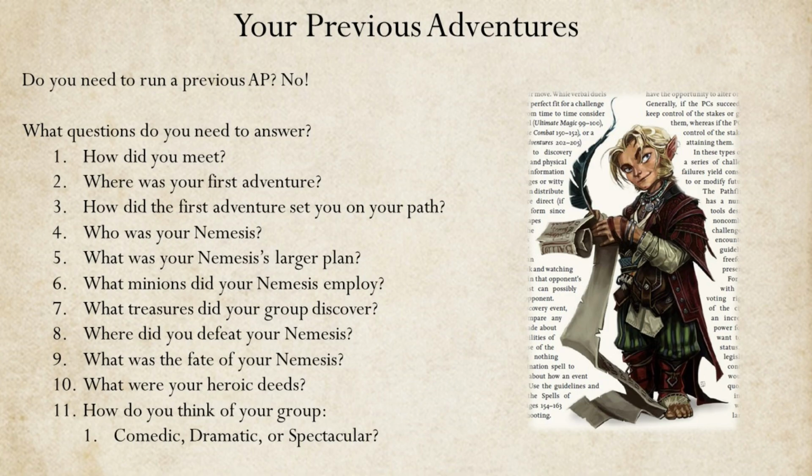11. How do you think of your group? Comedic, dramatic, or spectacular? This question is asking the group to place their previous adventuring careers into one of 3 categories, representing the broad style of opera which they are aiming to produce. Comedic adventures are likely smaller in scope, with a general air of positivity, romance, and humor, and are likely limited in terms of unique locations. Nemeses in a comedic adventure might be better categorized as mischievous, rather than outright evil.